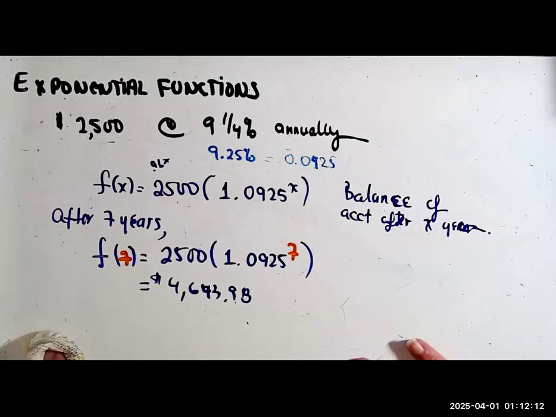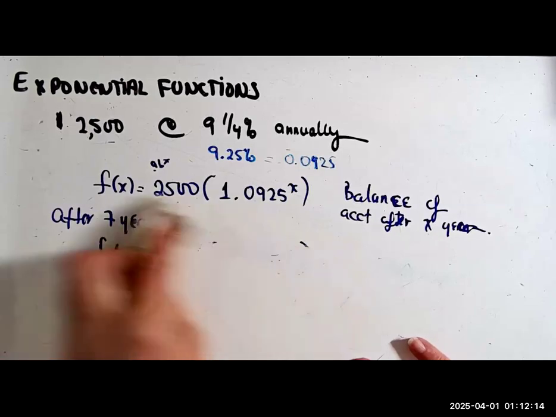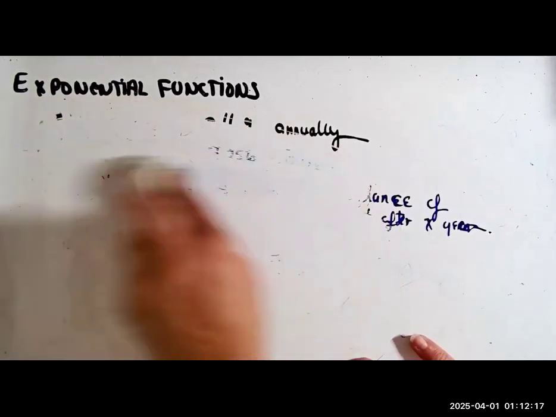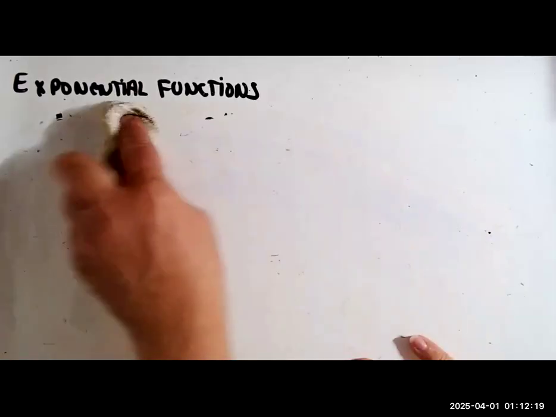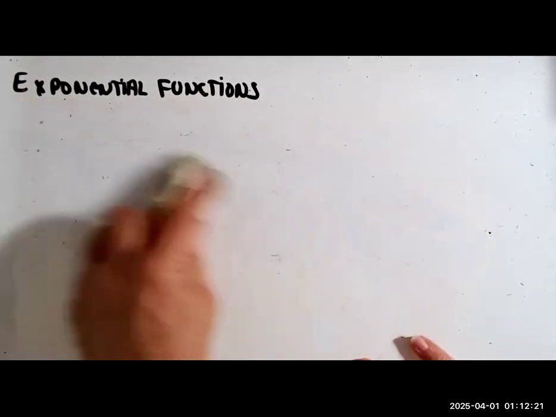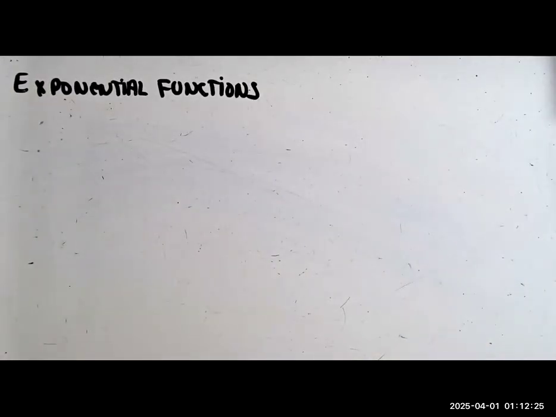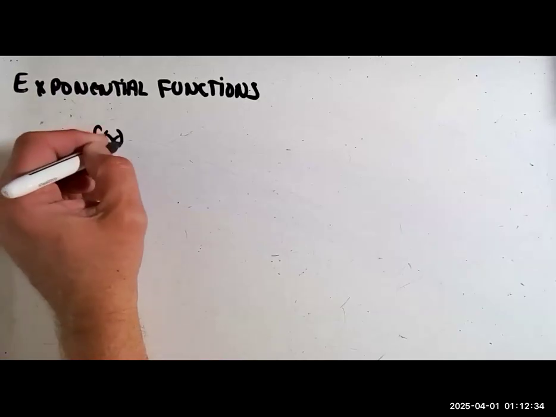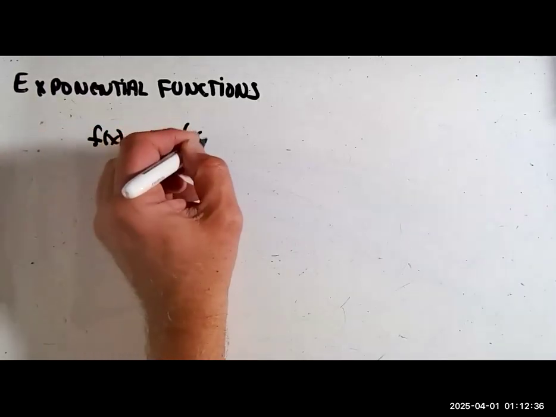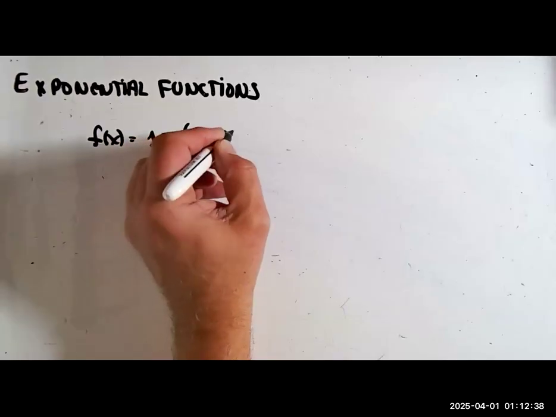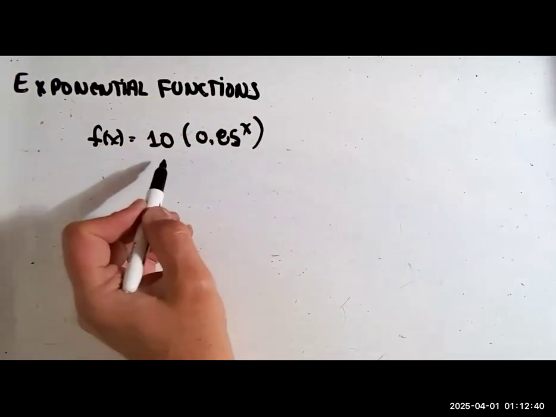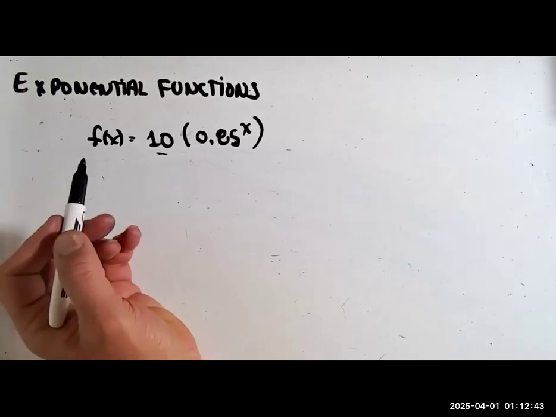Okay, so we talked about exponential growth. What about exponential decay? How do we recognize exponential decay? The base is always between 0 and 1. The base cannot be 1, the base cannot be negative. So I can have the following example. If I have f of x equals 10 parentheses 0.85 to the x, I know 10 is my initial value.